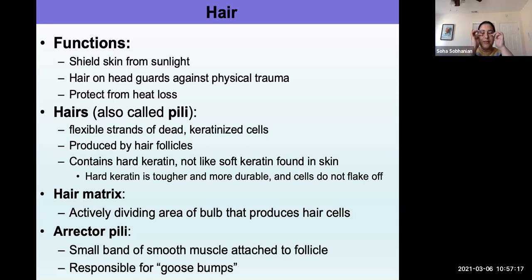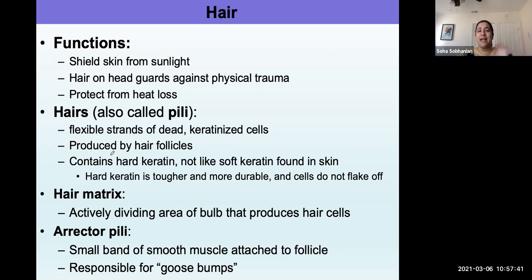If you think about it, your eyelashes are actually protecting your eyes against UV rays too. It's kind of like little caps for your eyes. I thought that was kind of cool when I learned about that. Okay, another word for hair is pili.